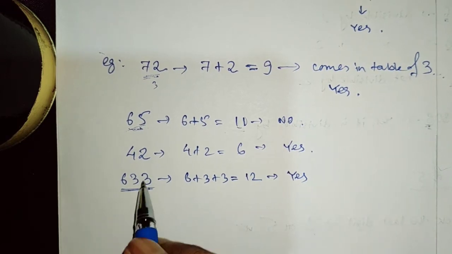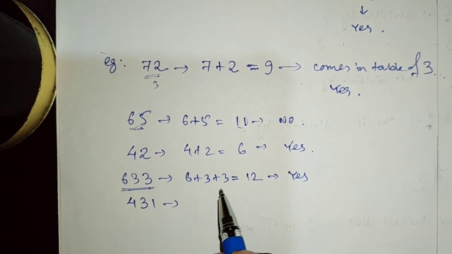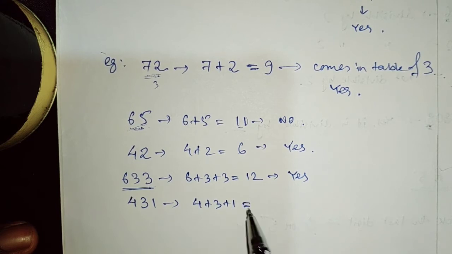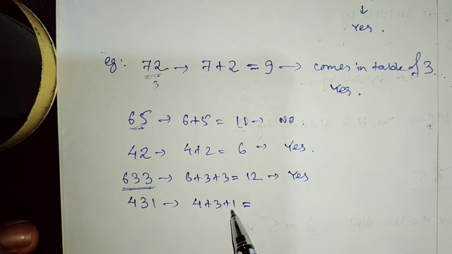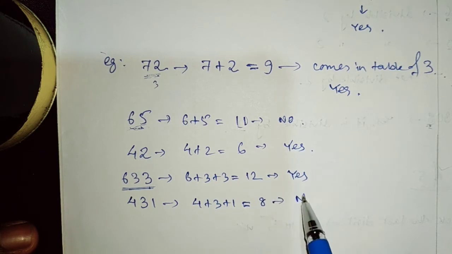Let's take another example. 431. What to do? 4 plus 3 plus 1. 4 plus 3, 7. 7 plus 1, 8. 8 doesn't come in the table of 3. So the answer will be no.